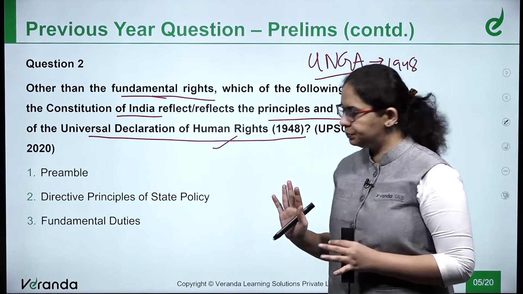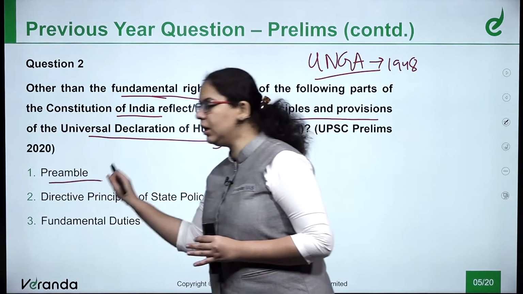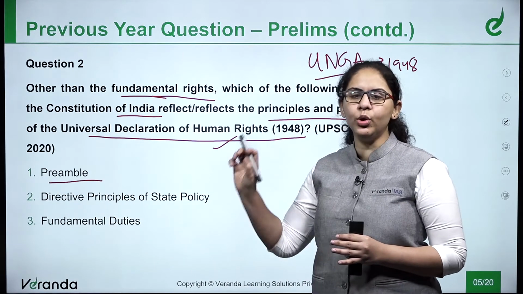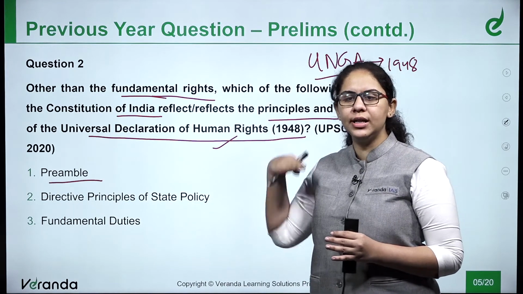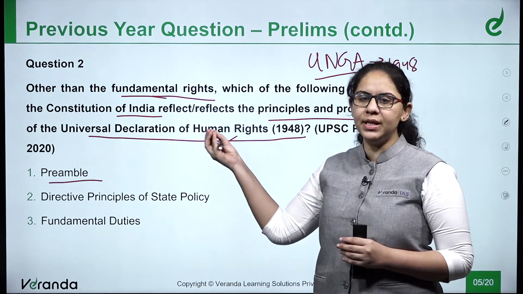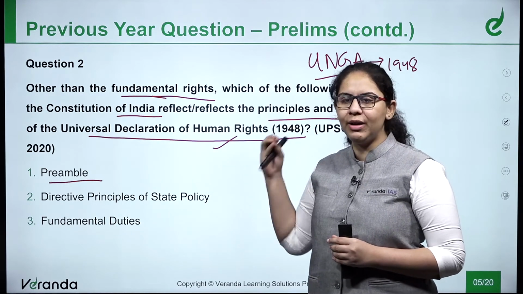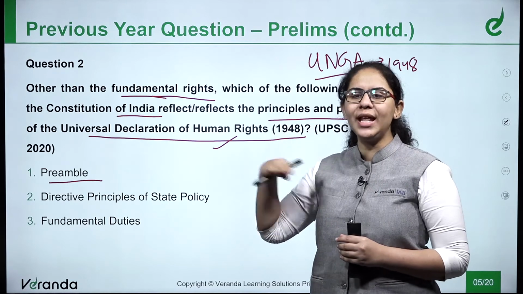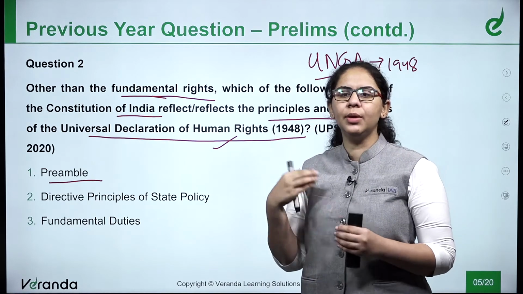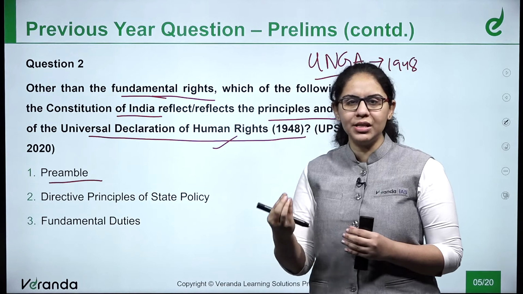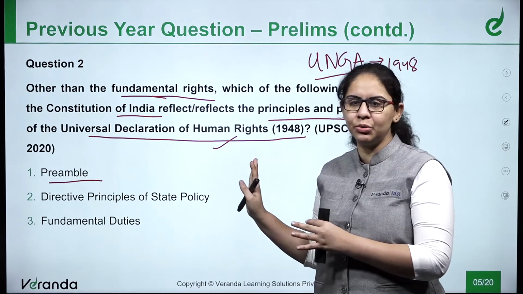Now, if you know whether the preamble reflects or does not reflect the principles and provisions of the Human Rights Declaration, then by the elimination method, the probability that you get the right answer is higher, even if you do not know the answer to this question.